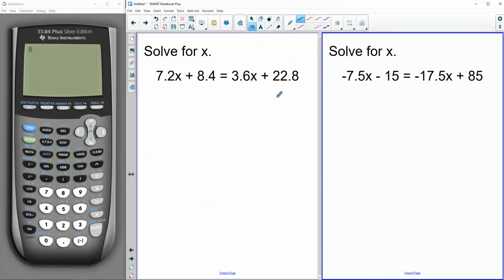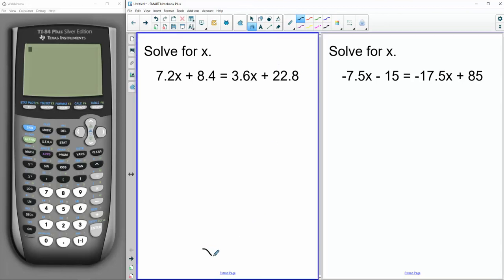Okay, so I'm going to take maybe a slightly different approach to this. We want to figure out what x is. That's our bottom line. But before we do that, the first thing when we've got variables on both sides is we need to get them all on the same side. So what I'm going to do is get rid of this 3.6x over here. Whenever I do that, I have to subtract it from the left side as well.